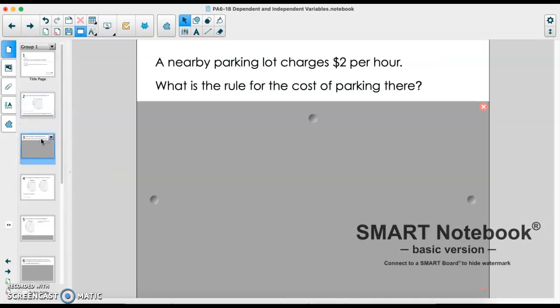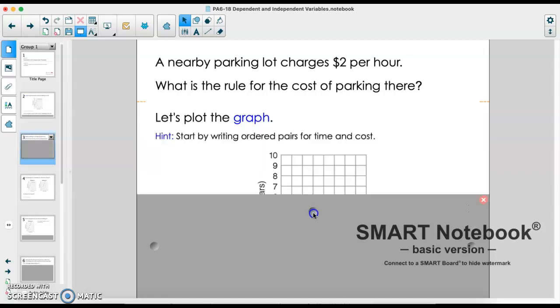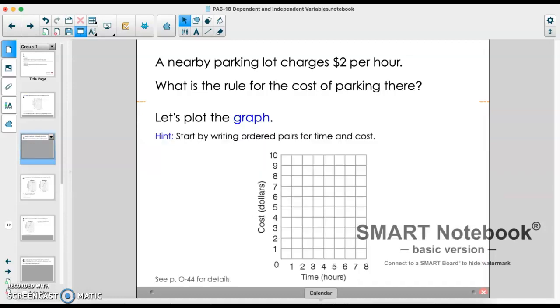Now moving on, we're going to look at a different problem. It says that a nearby parking lot charges just $2 an hour. So if we think about the mathematical rule for the cost of parking there, you would multiply the number of hours by 2. Then you can plot the graph.